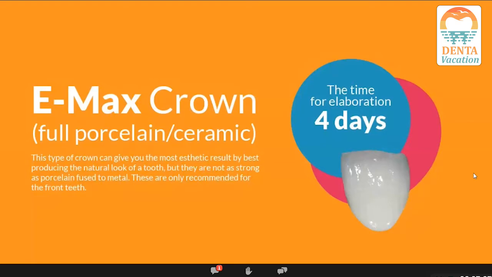Okay, this one, I like this one too. The IMAX crown, that is the full ceramic. It's very cosmetic. Right now it is the newest material in the market, guys.